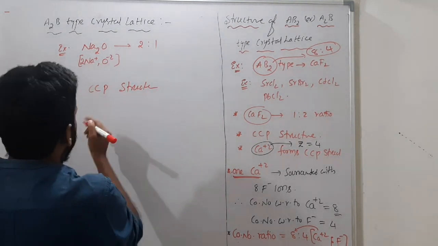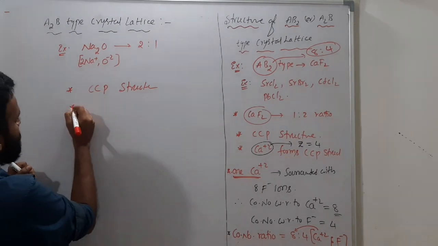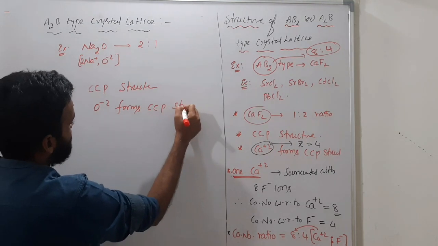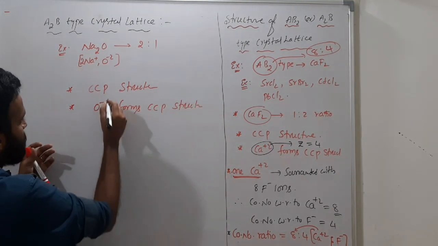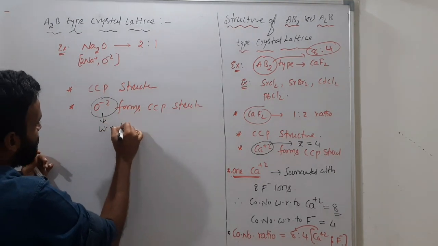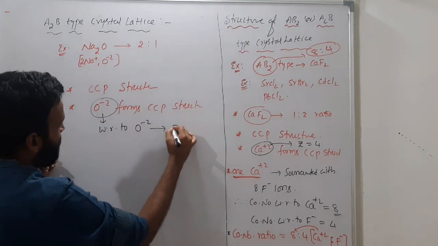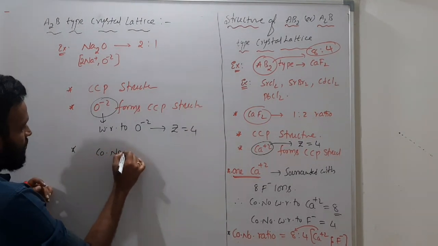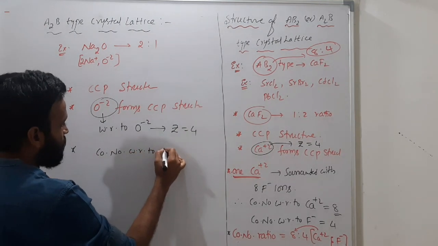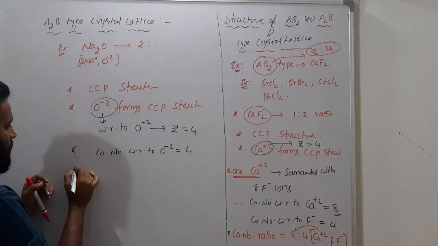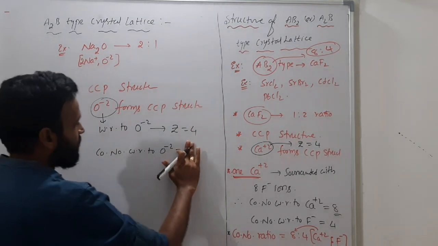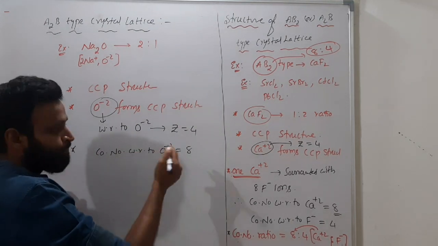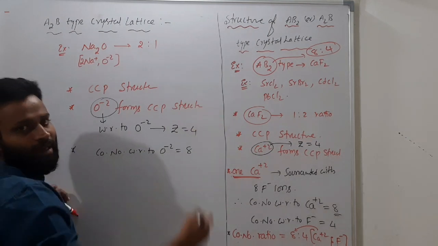So another example I will give you afterwards. It has what structure? CCP structure. O minus 2 forms a CCP structure, meaning with respect to O minus 2, what is Z? Z is 4. So what is the coordination number with respect to O minus 2? Means 4. No, sorry, 8. Why? One oxygen is taking 2. That means 4 oxygens will have 8 Na plus ions.